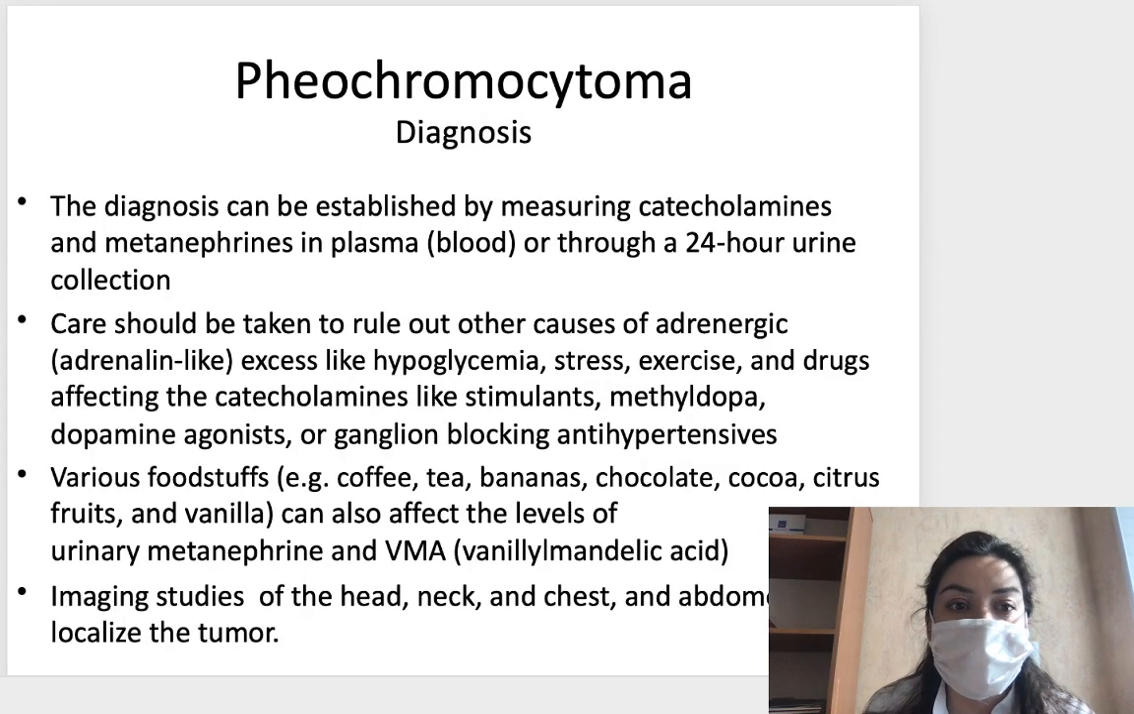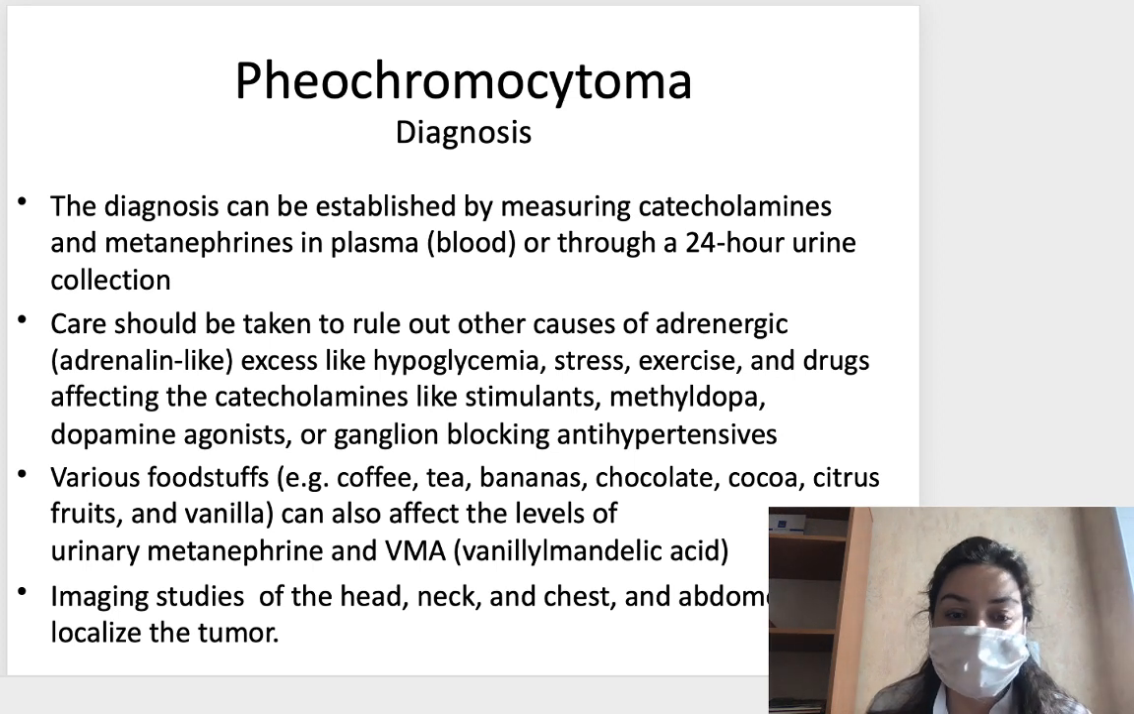The diagnosis of pheochromocytoma can be established by blood measurement of catecholamines, epinephrine and norepinephrine, and metanephrines in plasma blood or through a 24-hour urine collection. Care should be taken to rule out other causes of adrenergic excess like hypoglycemia, stress, exercise, and drugs affecting the catecholamines like stimulants, methyldopa, dopamine agonists, or ganglion-blocking antihypertensives.